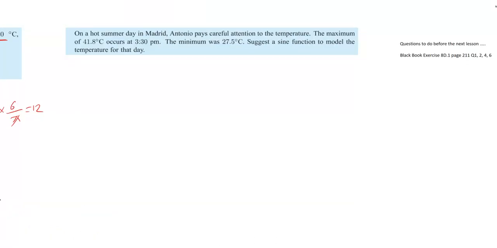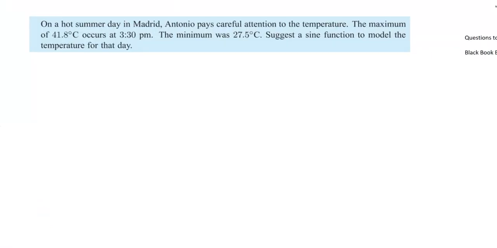So question 2, we don't even have a function here. We're going to have to figure out the function ourselves. On a hot summer day in Madrid, Antonio pays careful attention to the temperature. The maximum of 41.8 degrees Celsius occurs at 3:30. The minimum was 27.5 degrees Celsius. Suggest a sine function to model the temperature for that day.